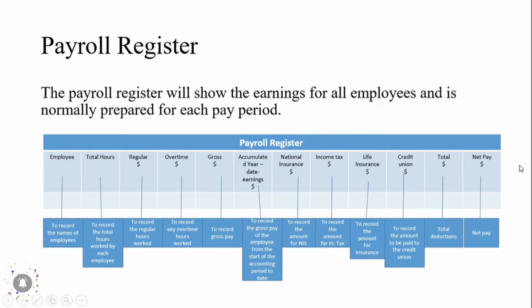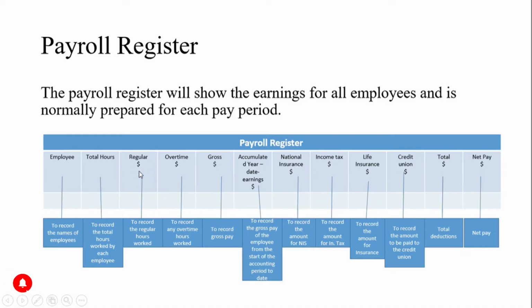Now, this is what a payroll register would look like. The payroll register will show the earnings for all employees and is normally prepared for each pay period. In the payroll register, it's a bit long. Don't worry, in the exam it will be written up for you. It will be drawn up for you. You have various columns: the employee column to record the names of the employees, and total hours to record the total hours worked by each employee.